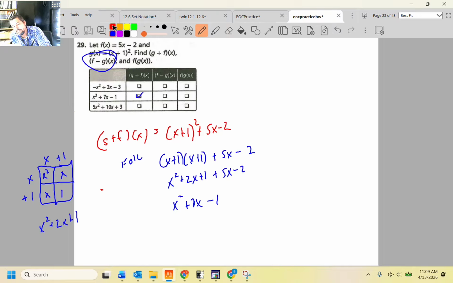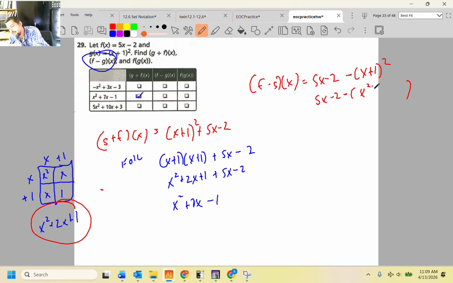Next up is f minus g. Order is important. We'll do f minus g of x. So we're going to start off with 5x minus 2 because that's function f. And then we're going to take away this quantity of x plus 1 squared. Now, we just did that work. Just remember to use parentheses. You're taking away all of x squared plus 2x plus 1. And remember to distribute the negative sign.